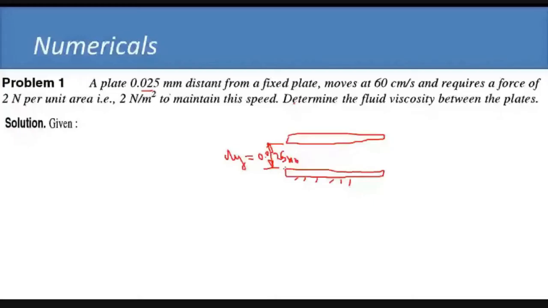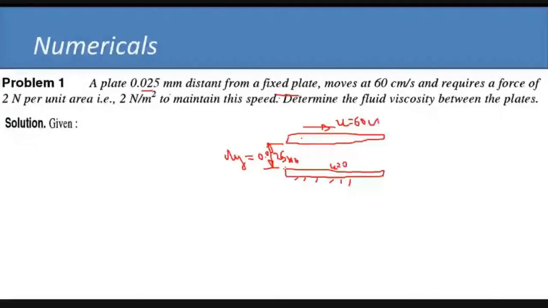This lower plate is stationary. It is a fixed plate, so its velocity u equals zero, while the upper plate is moving with a velocity of 60 cm/s. Now convert this centimeter per second into meter per second. Divide by 100, so it is 0.6 meter per second. To move this plate, you are going to apply some force here. That force per unit area is nothing but tau. Tau is given to you as 2 N/m².